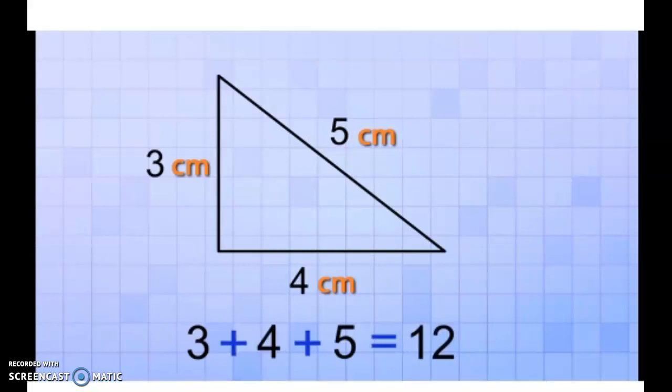But don't forget, it's not just 12, it's 12 centimeters. Always remember to also put down the units of the perimeter. Okay, that was easy.